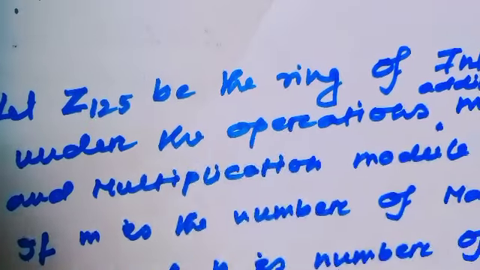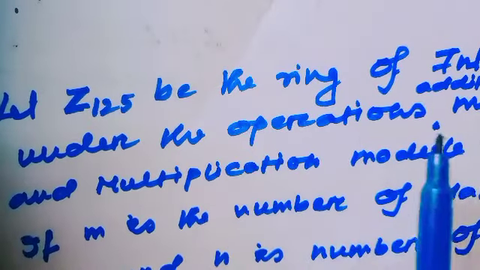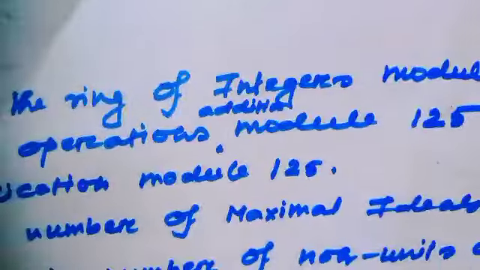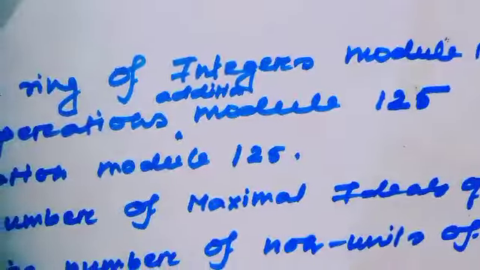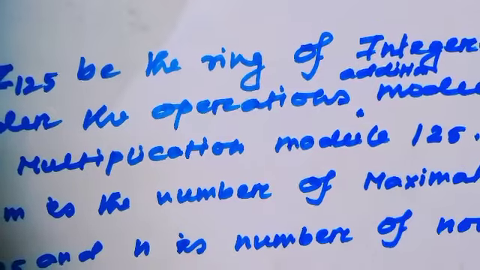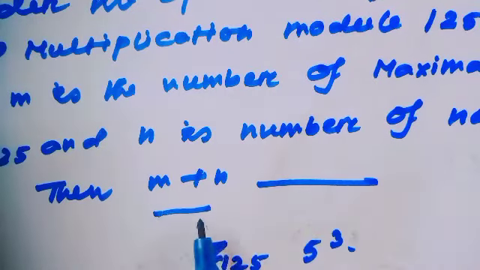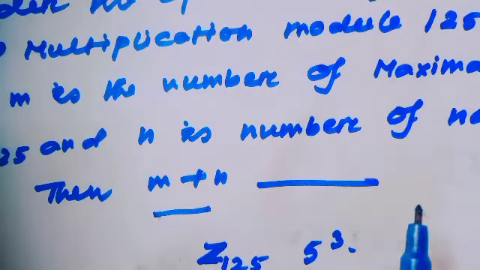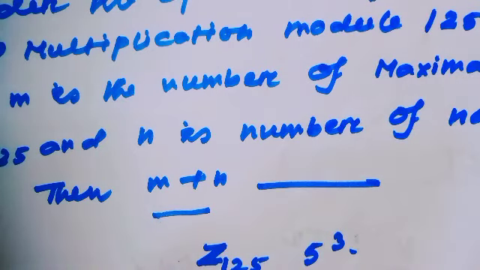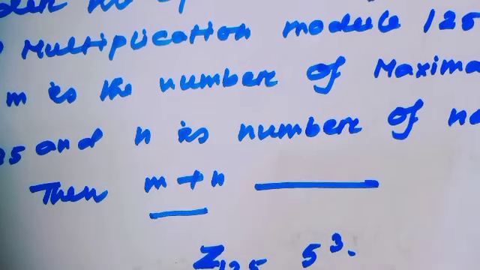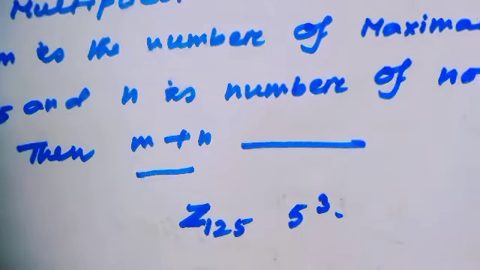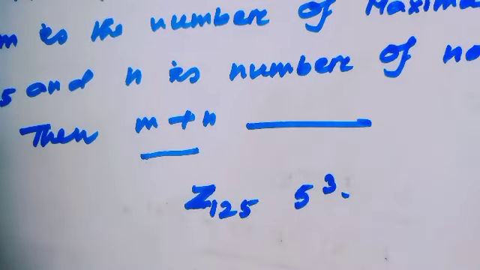Next question is: let Z125 be the ring of integers modulo 125 under the operations addition modulo 125 and multiplication modulo 125. What would the number m plus n be? Similar to before, Z125 means 125 equals 5³. Actually these are all the divisors of 5³.